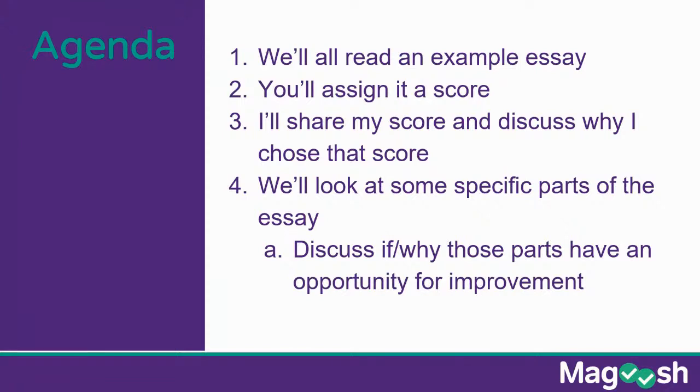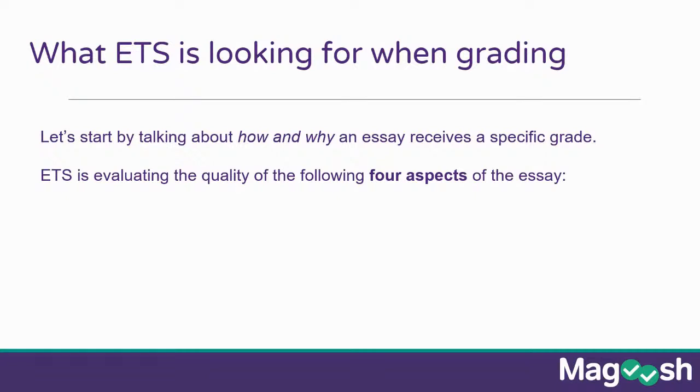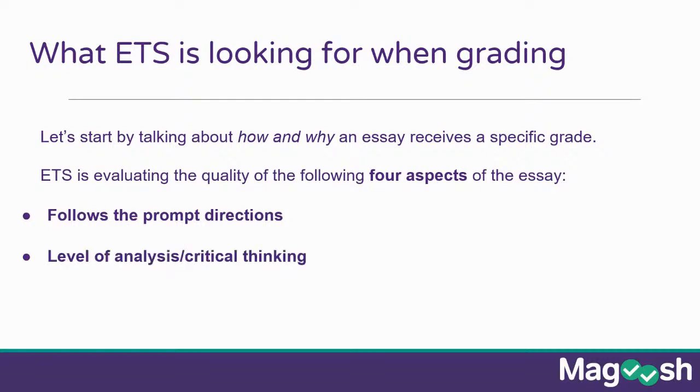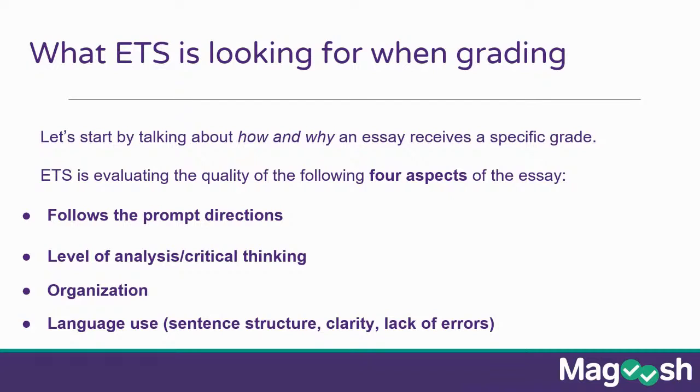Before we dig into the essay, a little bit of context. We're going to talk about what ETS is looking for when it's scoring or grading your essays. So we're going to start by talking about how and why an essay receives a specific grade or score. ETS is evaluating the quality of the following 4 aspects of the essay. First up, they're looking at whether or not the essay is following the prompt directions, then the level of analysis or critical thinking demonstrated throughout the essay. Then they're looking at how the essay is organized, overall cohesion, coherence, flow of ideas, that sort of thing. And then they're also looking at language use, sentence structure, clarity, general lack of errors, anything along those lines.